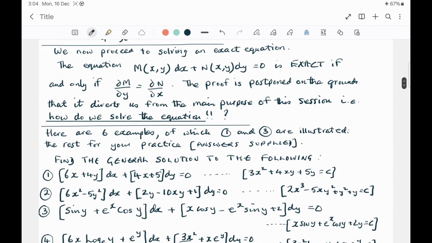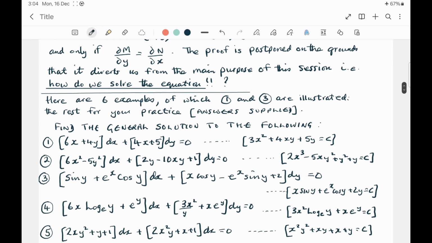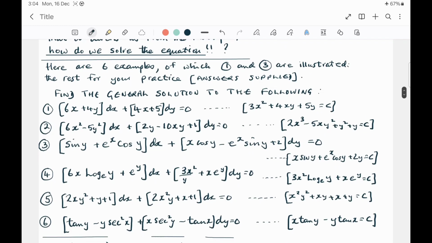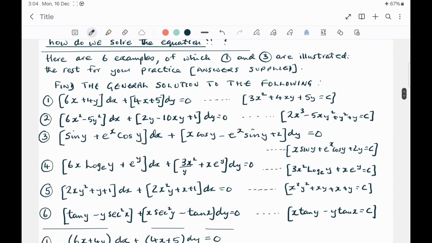I've written down 6 examples here, and I'm going to do the solutions to 1 and 3. I've written down the answers in brackets at the end of the questions, so if you want to practice them, you'll be able to refer to them, and hopefully I haven't made any mistakes. I'll give you a little bit of time to write these down before continuing.